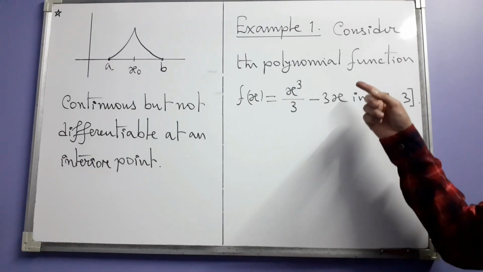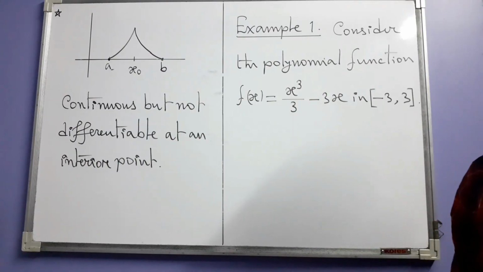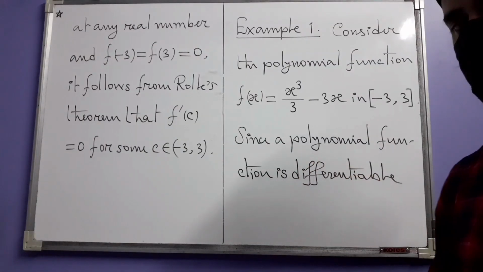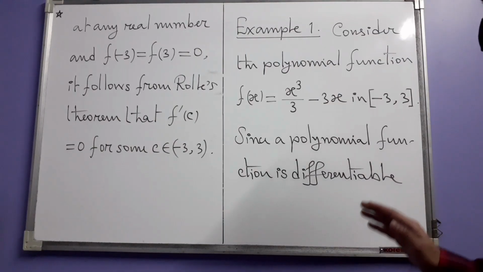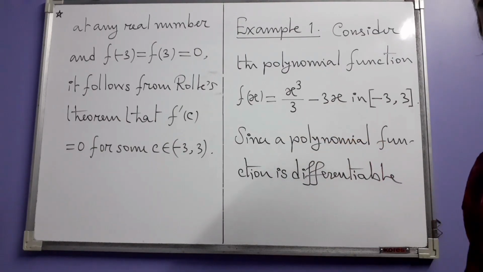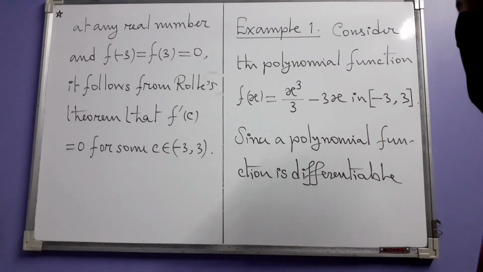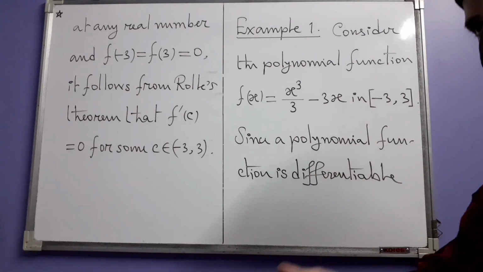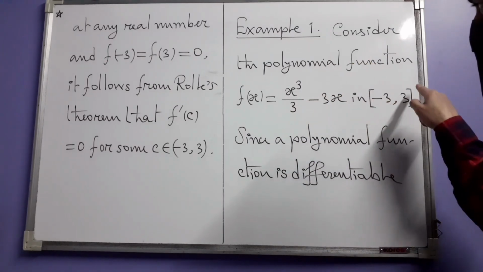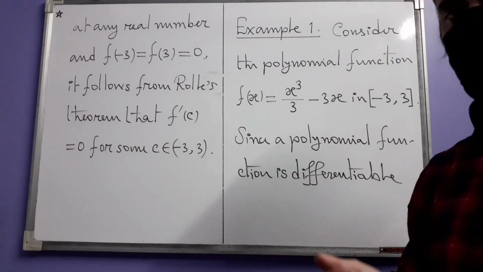Example 1, where we consider the following polynomial function x cube divided by 3 minus 3x in this closed interval minus 3 comma 3. Since we know that any polynomial function is differentiable at any real number, so obviously this polynomial function will also be differentiable, in particular in the interior of this interval at any interior point. And differentiability implies continuity. So its differentiability at any real number also implies that it's continuous throughout this entire interval. Not just open interval, but the entire closed interval.